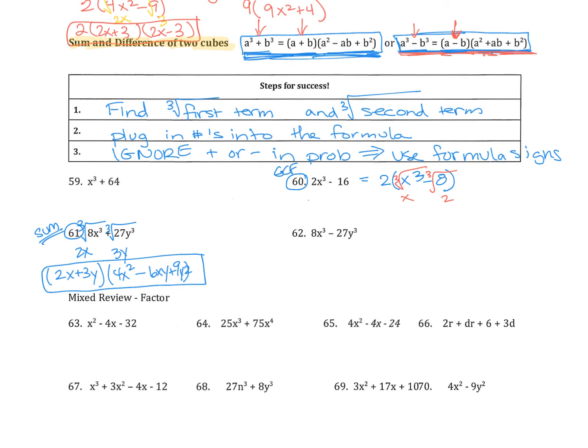So here we go. I still have my GCF of 2 in front. It doesn't go anywhere. So now I have my a minus b, so in this case it's x minus 2, times, now I have my a squared, well that's x squared, plus, using my signs from my formula, x times 2, we write that as 2x, we always put the constant in front, and then plus my b squared, well that's 2 squared, so in this case that's 4. So the final answer for this problem is 2 times x minus 2 times x squared plus 2x plus 4.